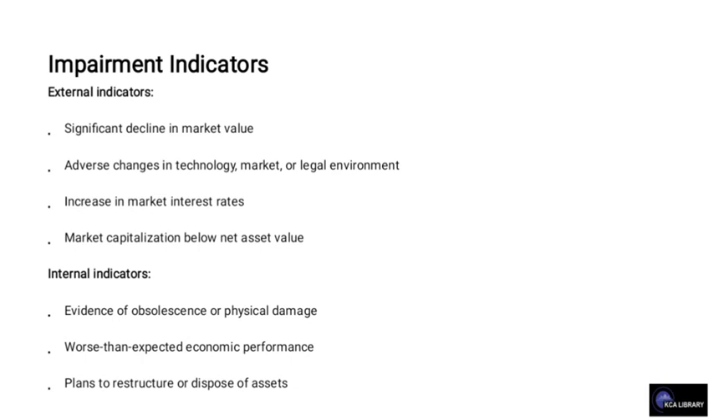And under the internal indicators, evidence of obsolescence or physical damage, second, worse than expected economic performance, and the last indicator is plan to restructure or dispose of assets.